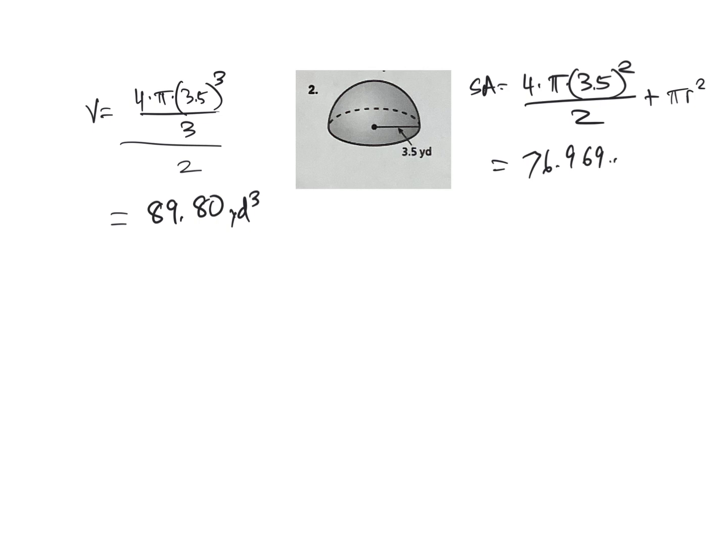76.969, and then pi r squared, so we have 3.5 squared times pi, and that's going to be 38.4845. So add those two together, and we get 115.45, and that's square yards.